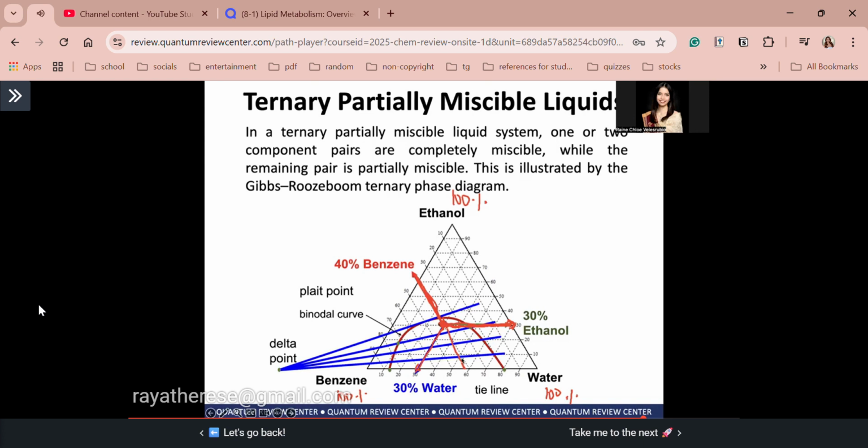O bakit hindi 60%? Kasi hindi na sila perpendicular sa isa't isa, diba? Kung nandyan ang ating concentration or relative amount for water, therefore, ang tama ay nandito. Also, it is following the broken lines. Again guys, it's important that we follow the broken lines. So, at this point on the binodal curve, you have 40% benzene, 30% water, and 30% ethanol.